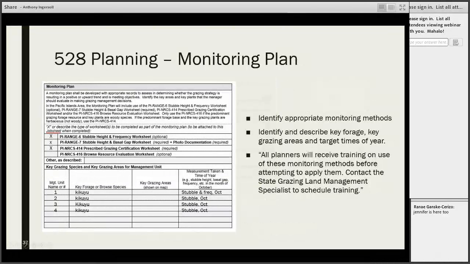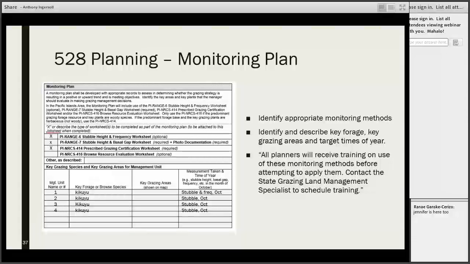Okay? So the last part of the plan is the monitoring plan. In the monitoring plan, we've got to identify the appropriate monitoring methods, identify and describe the key forage, the key grazing area, and the targeted times that we're going to do the monitoring. And from the spec, the language is in there that says planners, make sure you receive training on using these monitoring methods before attempting to apply them.